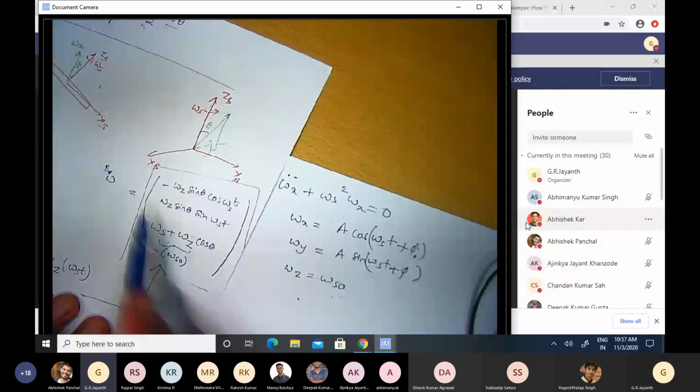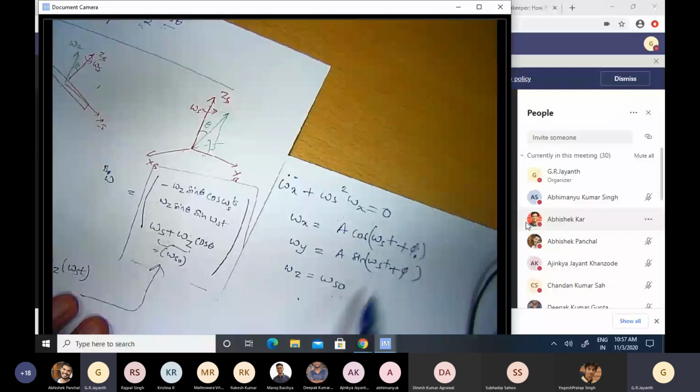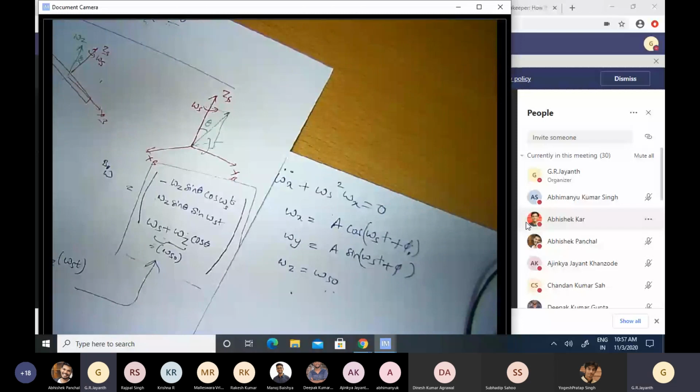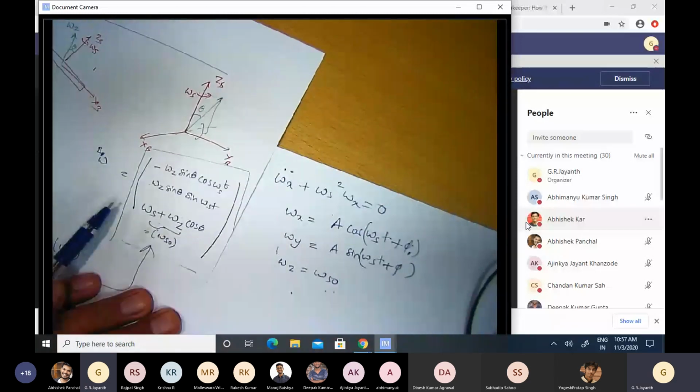So therefore, what you see is that by solving Euler's equations, formally by solving the differential equations, the kind of omega vector you get as a function of time is exactly what we got earlier without formally solving this differential equation. Okay, any questions about this?